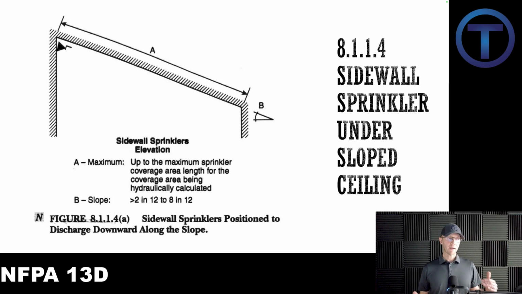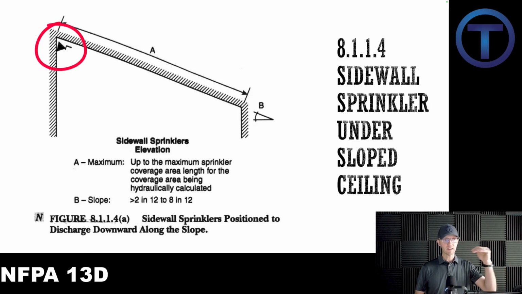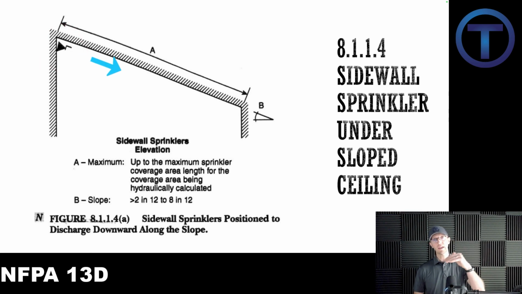We have the slope of the roof. The sprinkler is on the upper left side, and note that the sprinkler deflector, it's a little L shape on that triangle, that's indicating that it is shooting along the slope.